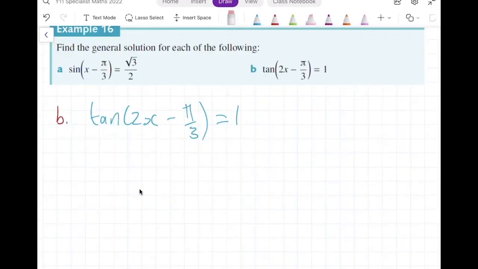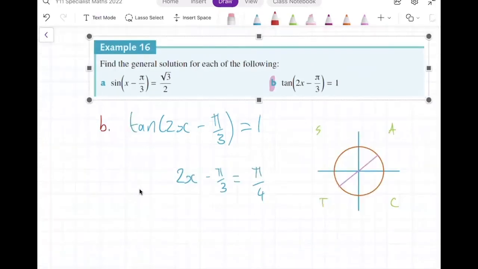So in order to solve for my general solution for something like this, and I've chosen example B because I think that's going to be the most interesting, it's going to be similar to before. I look at my exact value triangles and now, instead of just x or 3x, I'm going to get 2x minus pi on 3 equal to pi on 4, because tan of pi on 4 is equal to 1. If I draw my unit circle, I'm going to have pi on 4, and I'm going to have pi on 4 over here. So again, very, very similar to part B from the question we did before.